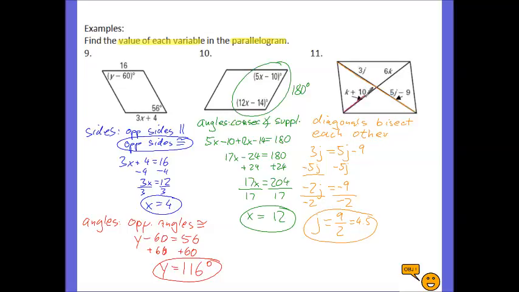And k plus 10 has to be equal to 6k. So k plus 10 is equal to 6k. Subtract k from both sides. 10 is equal to 5k. Divide both sides by 5. 2 is equal to k.